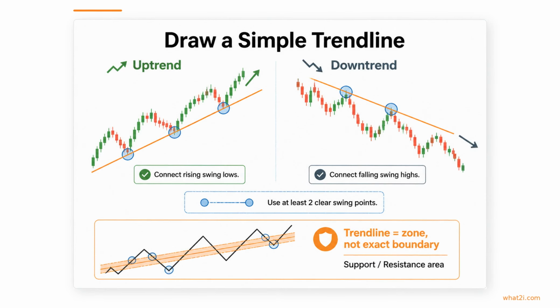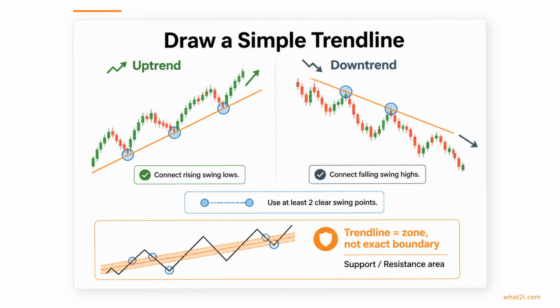A trend line is a simple visual tool that helps you track direction and judge whether price is still respecting the trend. In an uptrend, you connect rising swing lows. In a downtrend, you connect falling swing highs. Ideally, you want at least two clear swing points to draw the line, and more touches can make it more meaningful.